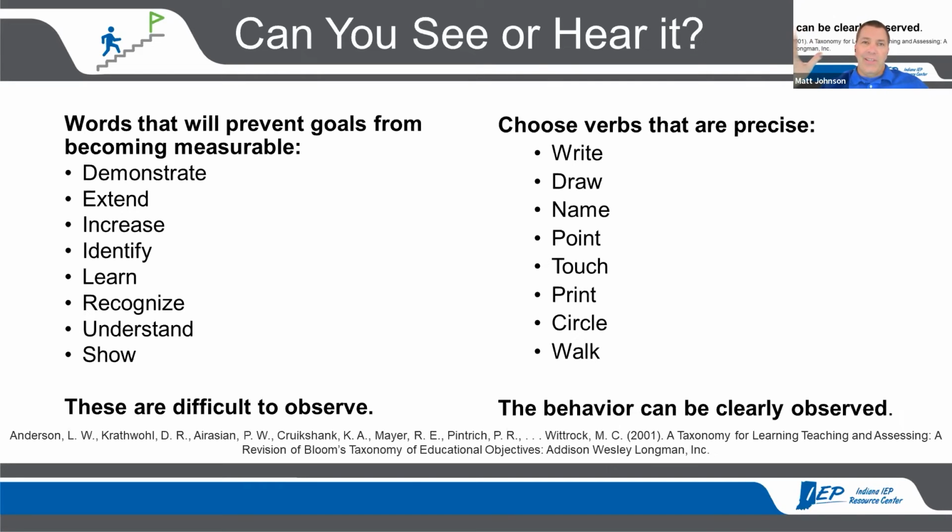I know that sounds kind of picky sometimes when I start talking about this, but we're going to be very clear. Think about, by the end of the IEP, how do I expect the student to identify the main idea? I want them to say it. I want them to circle it. I want them to underline it, write it out, whatever it is, so that it's clear that they understand what the main idea is. So think about verbs that are more precise: write, draw, name, point, touch. Those are more action verbs.